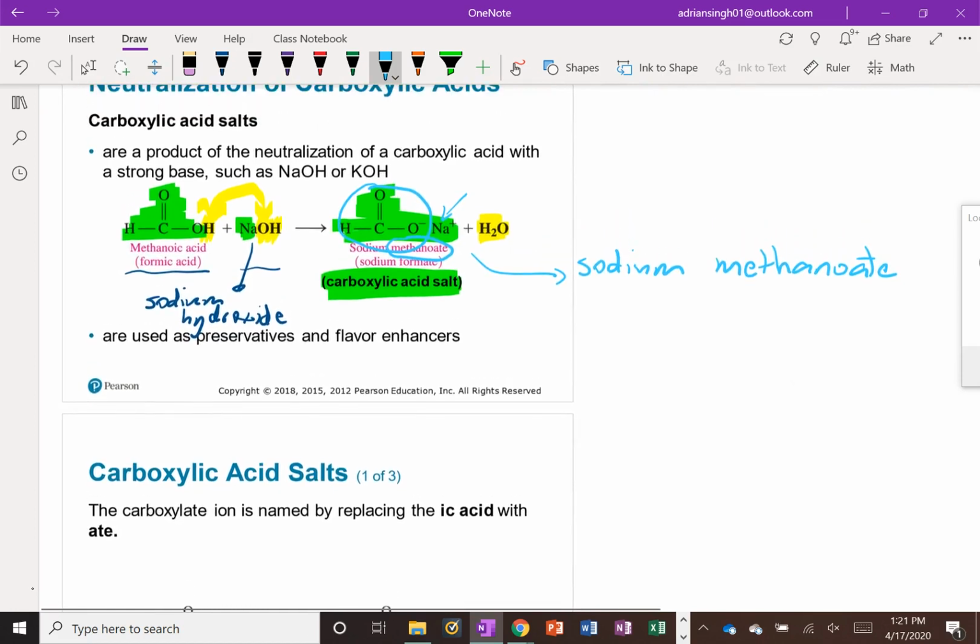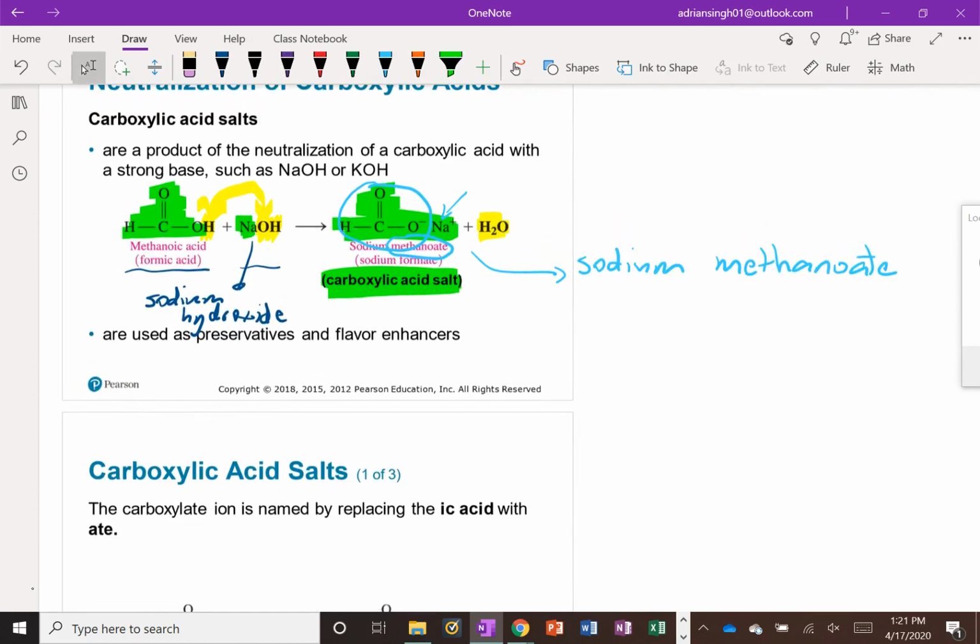These are very commonly used. These carboxylate salts are used quite commonly as preservatives and also as flavor enhancers. So for instance, you may have heard of MSG, monosodium glutamate. That's actually used quite commonly in cooking. That's a flavor enhancer. And you see also these salts used as preservatives to enhance or increase the shelf life of stuff that you eat and drink. We'll take a look at a couple of these here in a second.